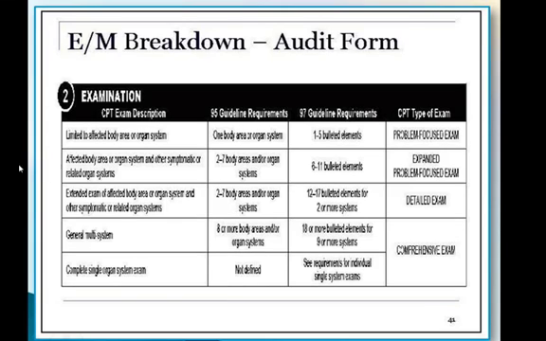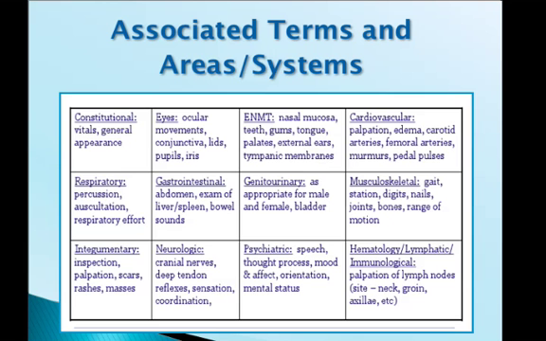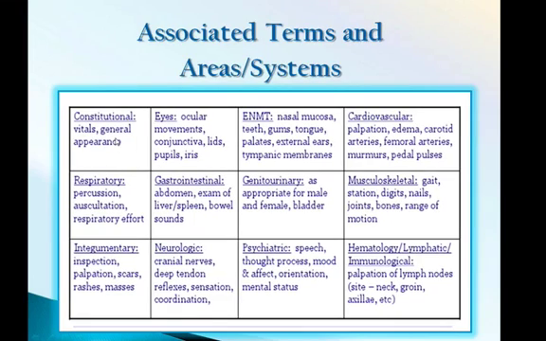This slide shows another way of looking at the same type of audit tool, and this one includes both the 95 in one column as well as the 97 in the other column. I encourage you to print out this sheet with terms and associated areas and systems and add in the ones you see every day. For instance, constitutional. This would be where our weight, our height, our pulse ox falls, as well as the type of dress, as in general appearance or vitals.